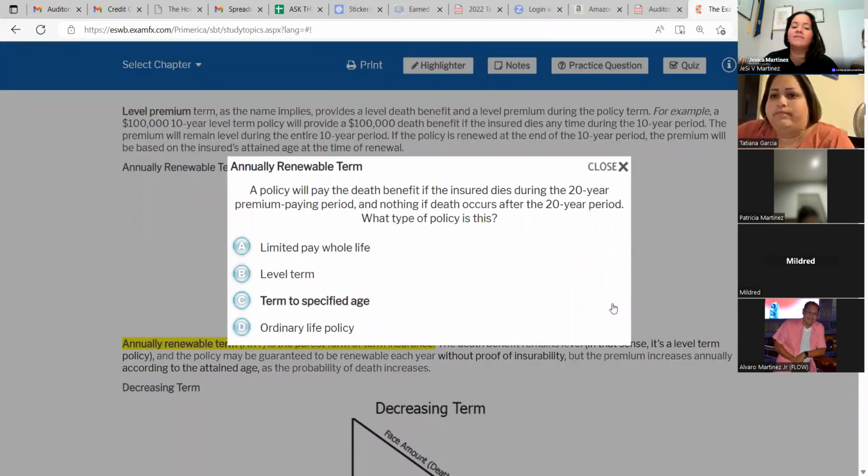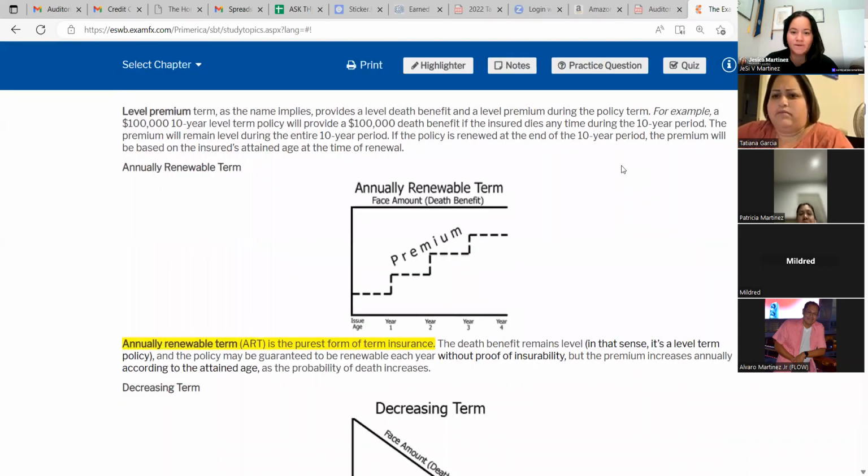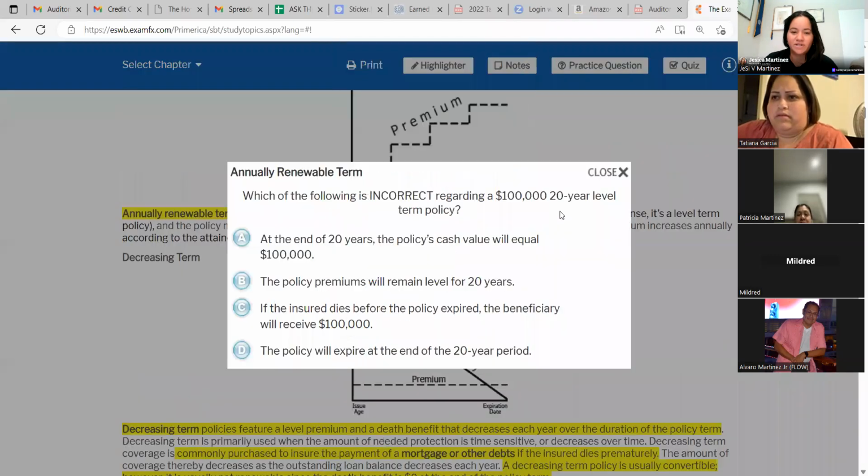A policy will pay the death benefit if the insured dies during the 20-year premium paying period and nothing. We just saw this one. Yep, okay. So let me go a little bit more down and see if it changes the question.